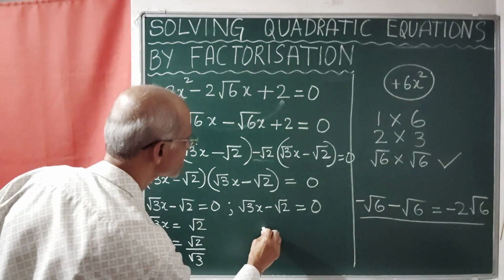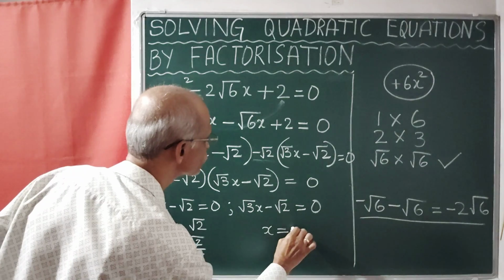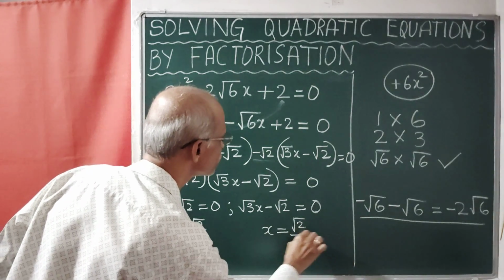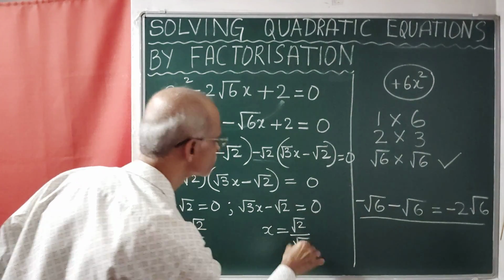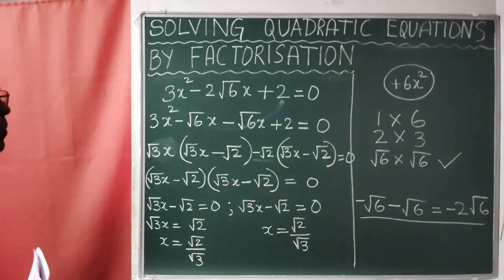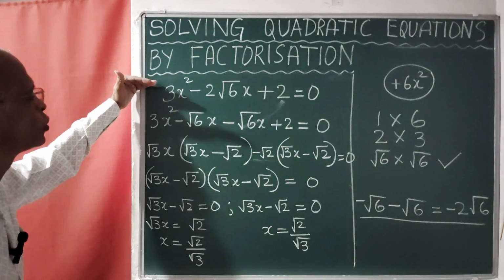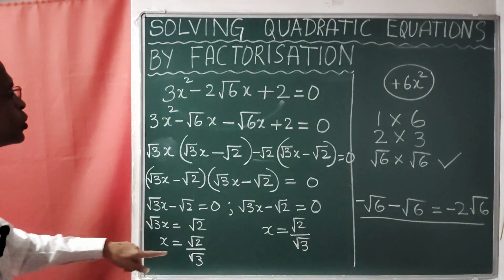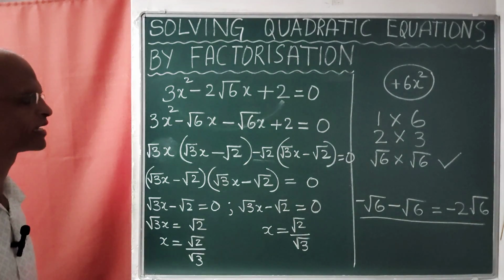So here also we get the same thing. X is equal to root 2 by root 3. So this equation has got two equal roots, that is root 2 by root 3.